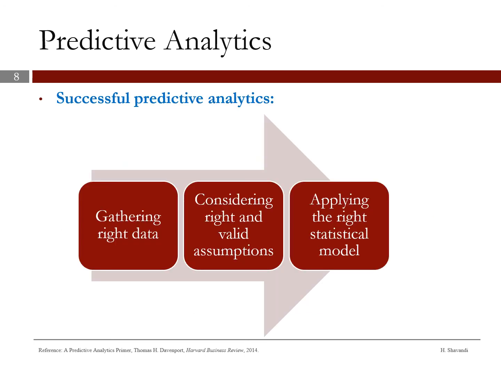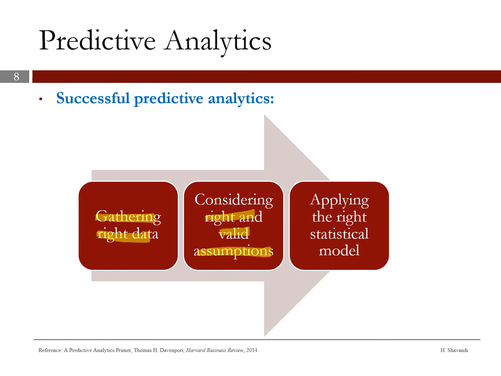So in order to have successful predictive analytics, first, we need to make sure that we are gathering the right data. The source of data should be appropriate. The sample data should be representative of the population, and also we shouldn't have missing values. For example, data should be clean and so on. So, gathering the right data, and then we need to make sure that we're considering right and valid assumptions.